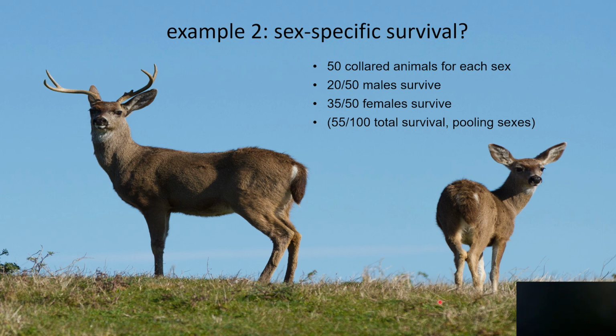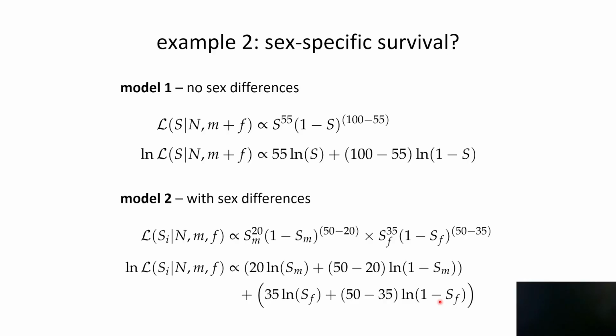All right, so you look at these and you kind of go, okay, so what does that actually mean? Well, that means that 40% of the males have survived and 70% of the females have survived. And then the question is, well, is that a real difference? If you ignore the sex difference, then 55% of the total sample survive, pooling the sexes. So what you're interested in is whether or not you actually have evidence that males and females differ. And you can use the likelihood ratio test to get there from here. So let's see how that works.